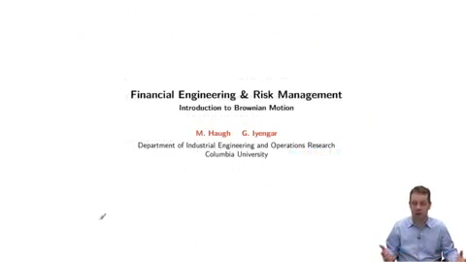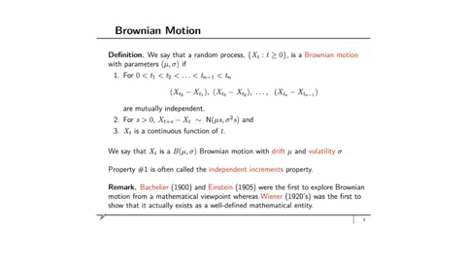We're now going to introduce Brownian motion. Brownian motion is a very commonly used stochastic process in finance. It is the process that underlies the Black-Scholes methodology, and we're going to discuss it now. So let's define our Brownian motion first.